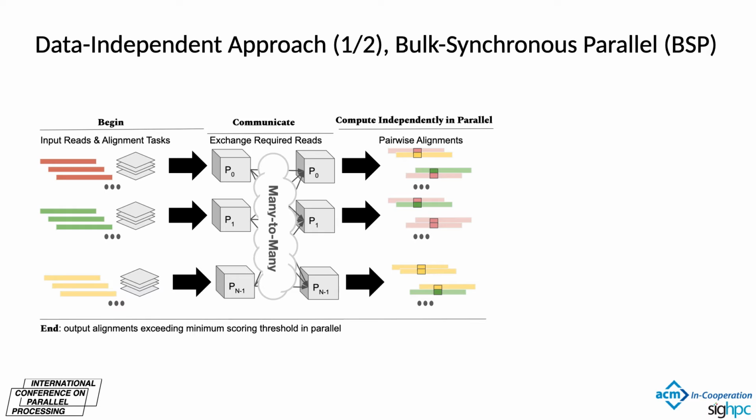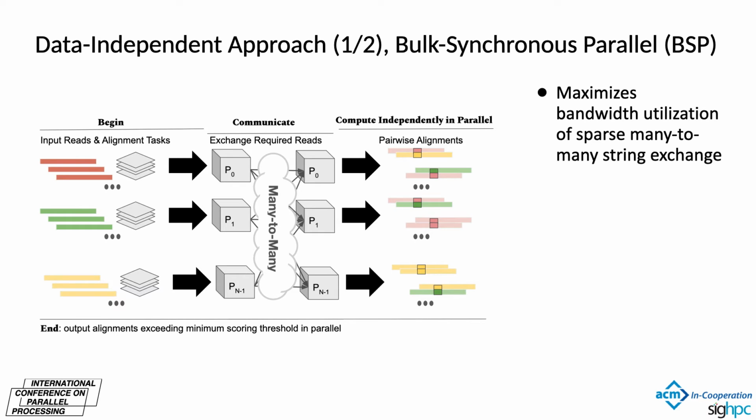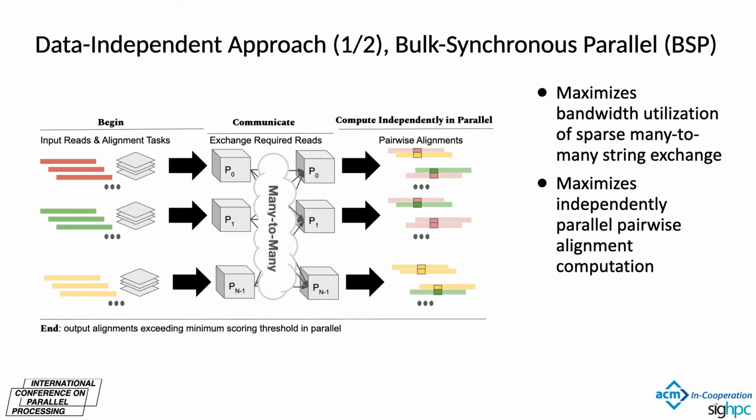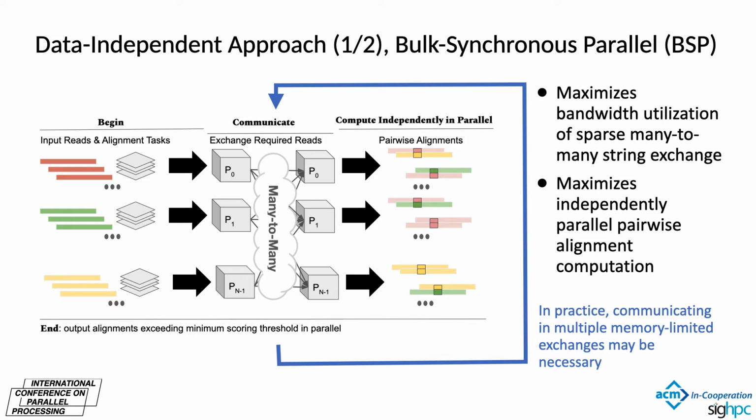The first of our two data-independent approaches focuses on maximizing bandwidth utilization for the sparse many-to-many string exchange, and also maximizes the amount of independently parallel pairwise alignment computation for the given partitioning of reads and tasks. Note, for every pairwise alignment, at least one, but not necessarily both, of the respective strings or reads are local. Depending on memory capacity relative to working dataset sizes, multiple memory-limited exchanges may be required. We will see how our MPI implementation performs with real datasets in a moment.